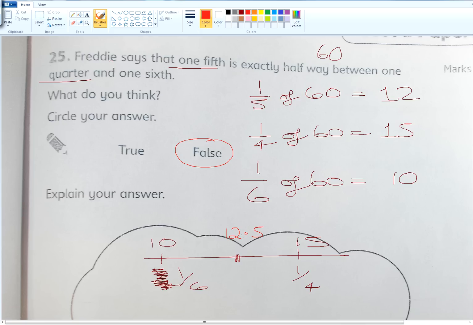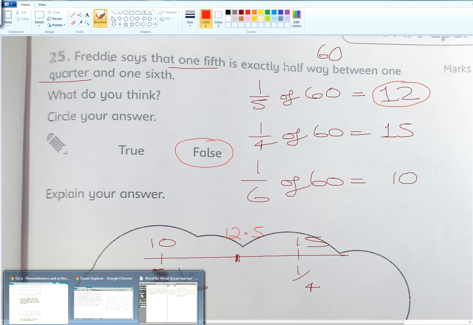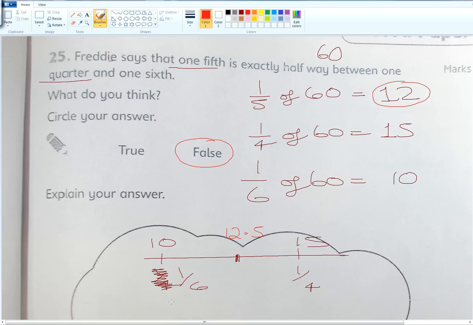12.5. 12.5, well done. And what number did we get for the 1/5? 12. 12. And what should it be? 12.5. 12.5 is halfway. So the answer is false. Yes. Okay, and there's the explanation. So the answer would be, let's write one little bit extra. So we can write down here 12.